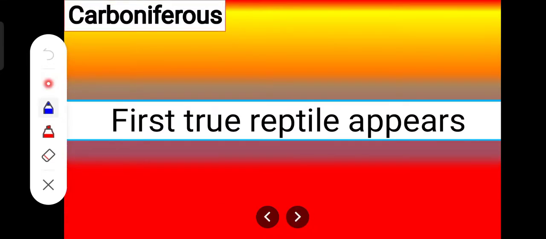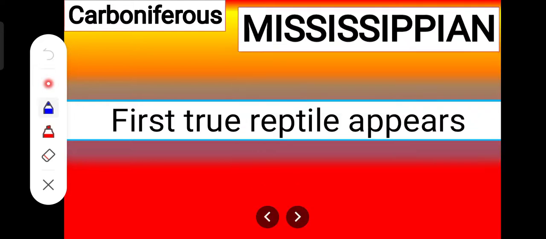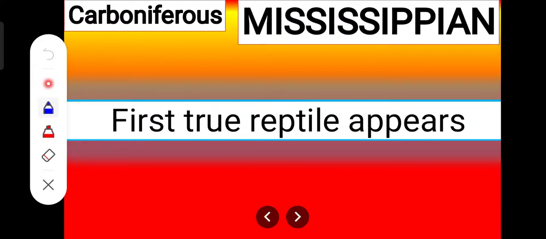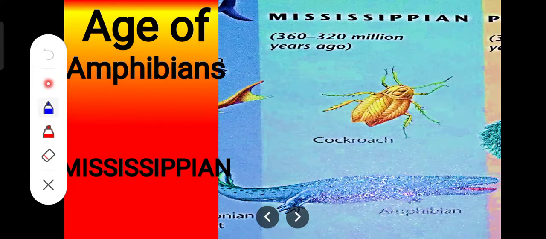Next we have also the Carboniferous period. So under Carboniferous, it is divided into two. We have the Mississippian and the Pennsylvanian. So first is the Mississippian. So in Mississippian, first true reptile appears. So we have here the first true reptiles and another one, insects become abundant and winged insects appear. So this one, age of amphibians, Mississippian, because there are large amount of amphibians, extensive, first sharks, abundant.